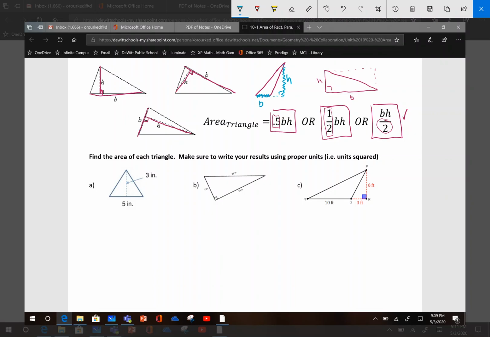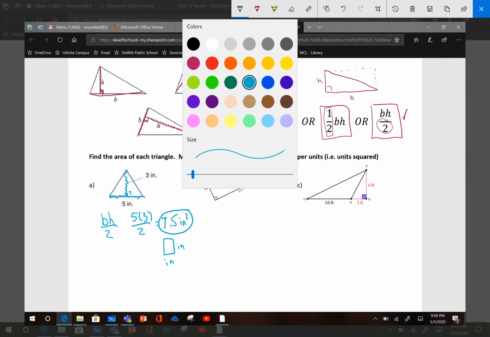So triangle A, we have our formula, base times height divided by 2. Here's the base, which is 5. Here's the height that measures perpendicular to it, which is 3. So we really have 5 times 3 divided by 2. 5 times 3 is 15. 15 divided by 2 is 7.5. And again, we're measuring in units squared because this is an area. So 7.5 squares that are 1 inch by 1 inch wide. All right, let's go on to the second triangle.